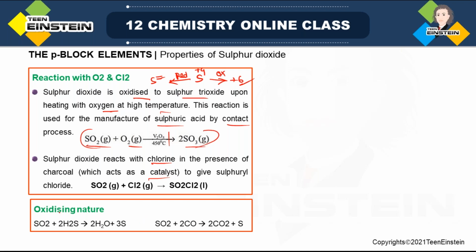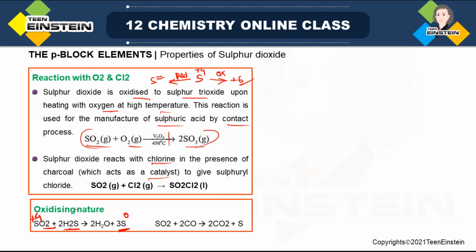So when it is showing oxidizing nature, now see the reaction. SO2 is reacting with another compound of sulfur, which is H2S. From +4, now it is converted to zero oxidation state. That means it is gain of electron. So here H2S is basically acting as reducing agent.